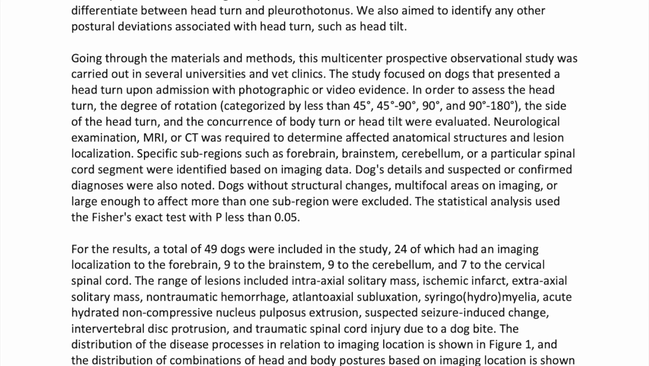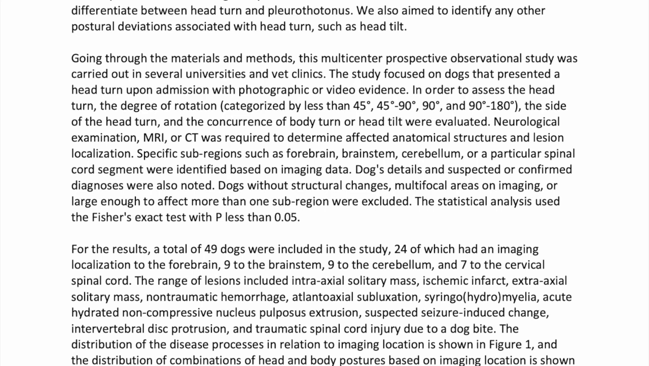Going through the materials and methods, this multi-center prospective observational study was carried out in several universities and vet clinics. The study focused on dogs that presented a head turn upon admission with photographic or video evidence. In order to assess the head turn, the degree of rotation, categorized as less than 45 degrees, 45 degrees, 90 degrees, and 180 degrees, the site of the head turn, and the concurrence of body turn or head tilt were evaluated.